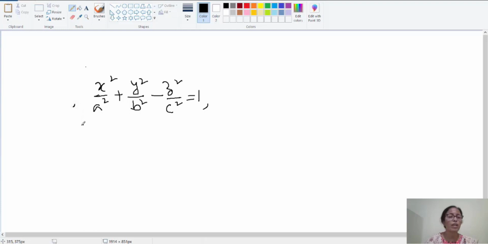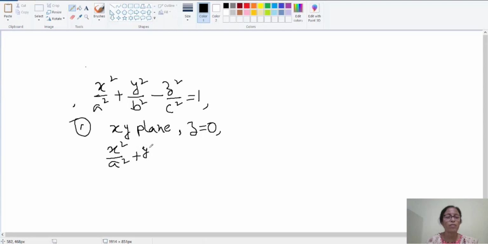The first one is on the xy plane. On the xy plane, z is 0. So if z is 0, the equation becomes x square by a square plus y square by b square equal to 1. So this is an ellipse: x square by a square plus y square by b square equal to 1 in the xy plane. It represents an ellipse.